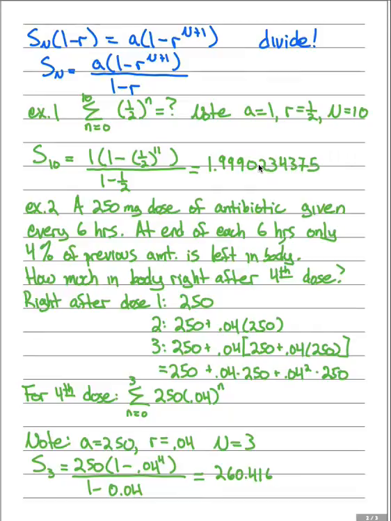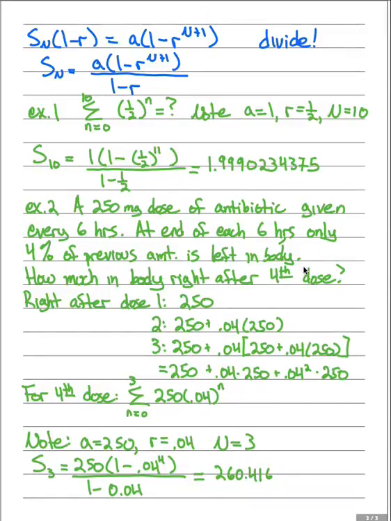Here's a more applied example that I really like. A 250 milligram dose of an antibiotic is given every 6 hours. And at the end of 6 hours, what's left in the patient's body is only 4% of the previous amount. So you might have learned about exponential decay before in a previous course. This is kind of like that, right? Whatever's in your body, 6 hours later, only 4% of it is left. But at the same time, you're getting a new 250 milligram dose every 6 hours. So the question is, how much is in the body right after the 4th dose?